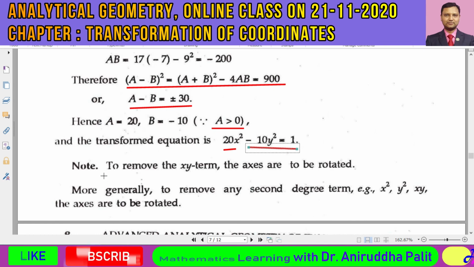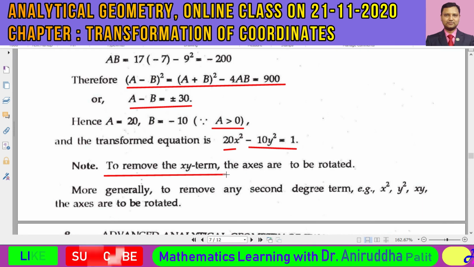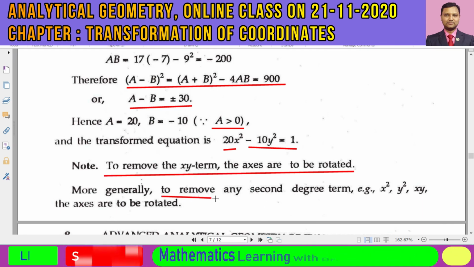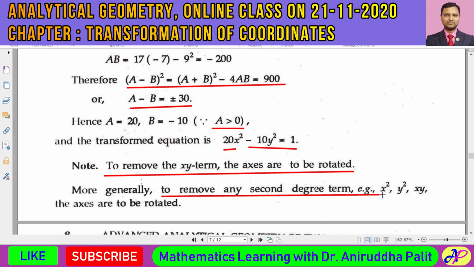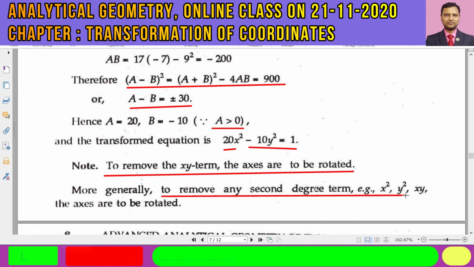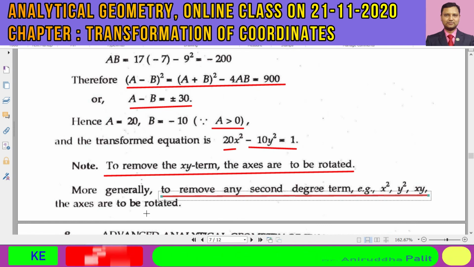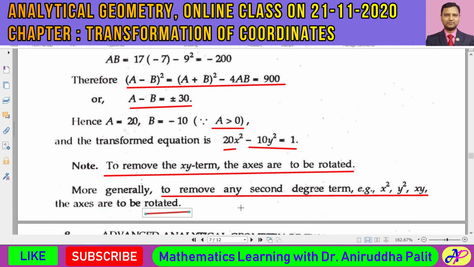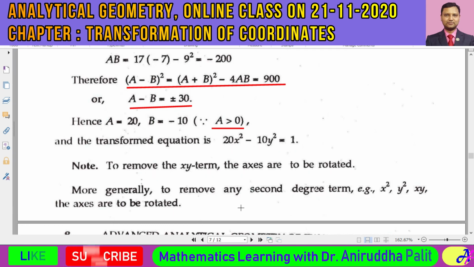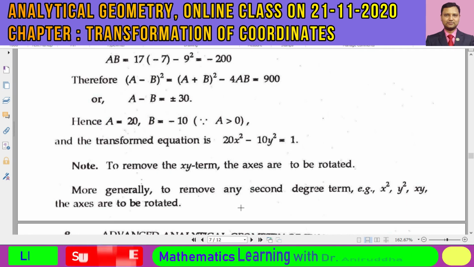So that is the note over here, that in order to remove the xy term, the axis had to be rotated. Even more generally, to remove any second degree term, for example x square or y square or xy, the axis had to be rotated. In that case, you will have to apply the rotation formula. Now, is it clear to you, everybody? Yes, sir. That was my discussion today. This much I wanted to discuss.